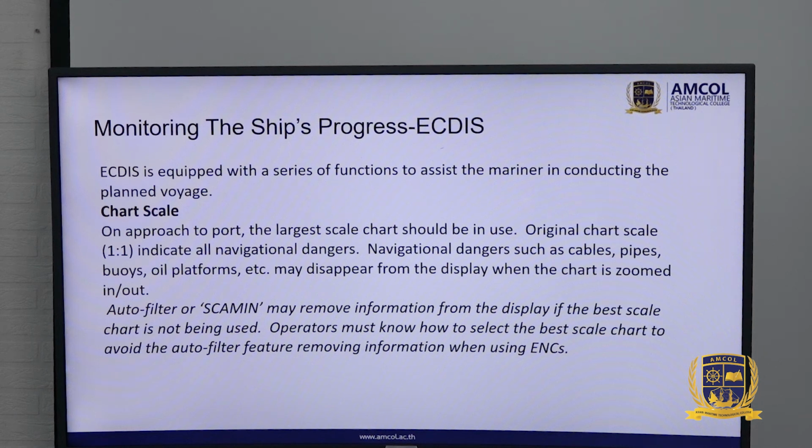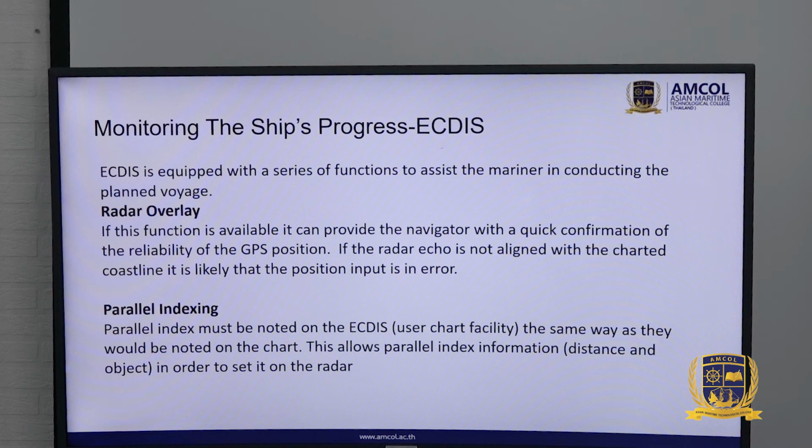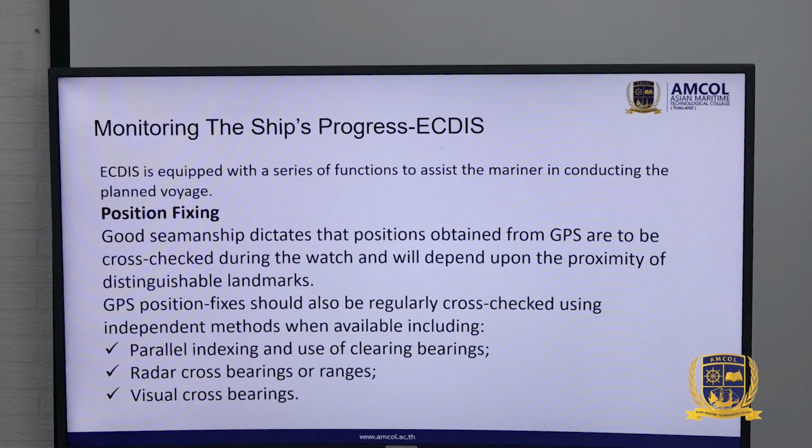You can use the look ahead functions, which help you to know where you are and what the dangers ahead of you are. Radar overlay is a function that means whatever is happening on your radar screen can be reflected onto the ECDIS. Parallel indexing can be used for monitoring the ship's progress. Position fixing, as we have already said, you can use GPS, and if there is land distance or land bearing or a lighthouse, you can use that with EBL and variable range marker.